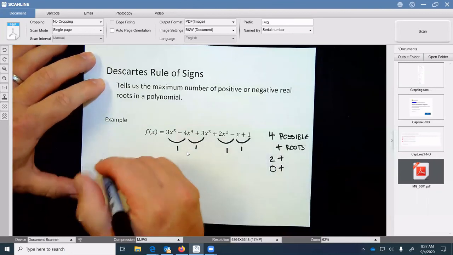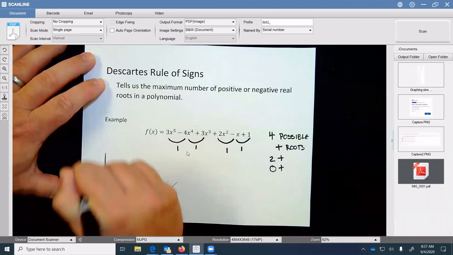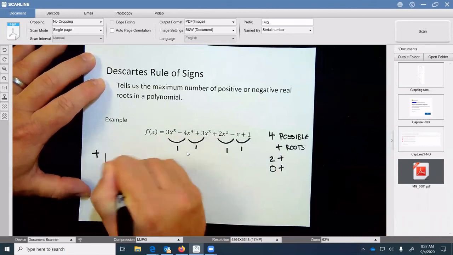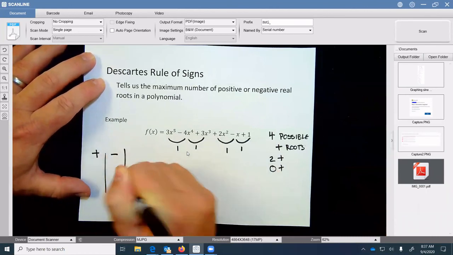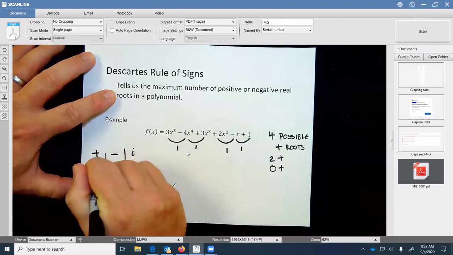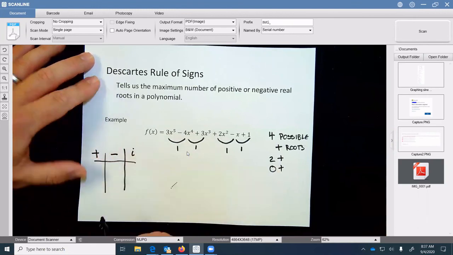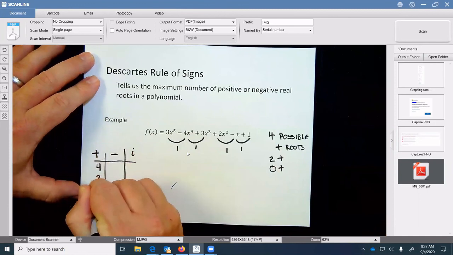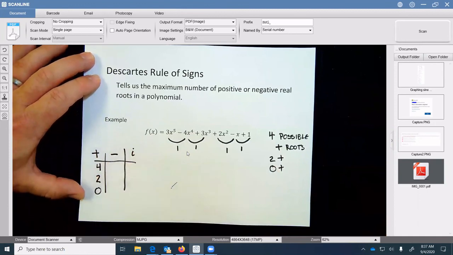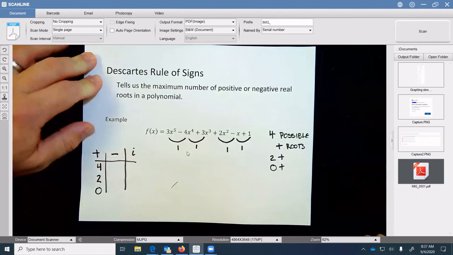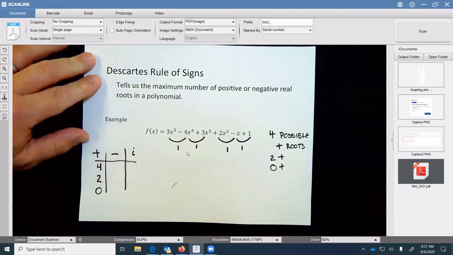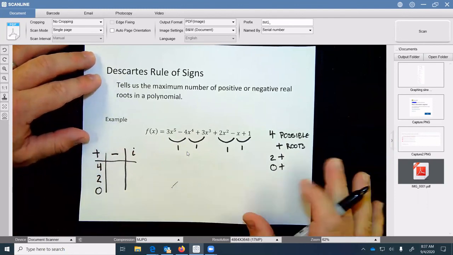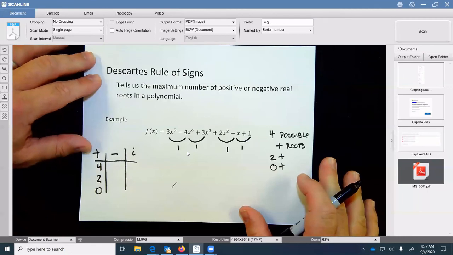So if I'm creating a little data table: positive, negative, and then imaginary roots, which we'll talk quite a bit about later, I could have 4 positive, I could have 2 positive, or I could have 0 positive. That's the easy one. The hard one's the negative.